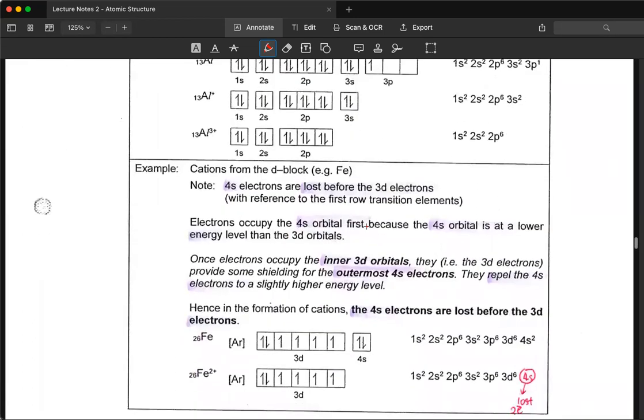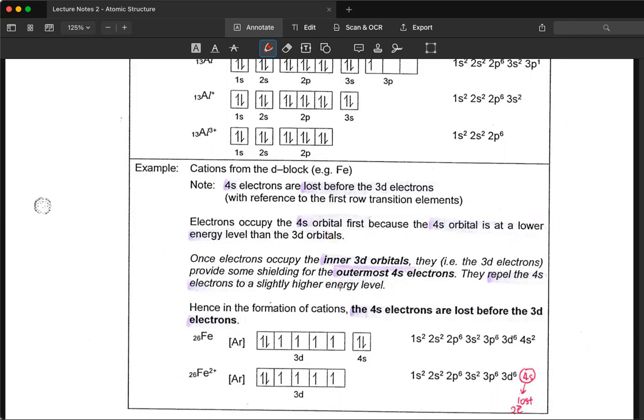All right. As for cations from the d block, for example iron, remember this. Although 4s electrons are filled first before 3d, when it comes to losing electrons, it will be the 4s that are lost first. Normally electrons will occupy the 4s first because the 4s orbital is of a lower energy level. But once electrons are occupying the inner 3d orbitals, they provide some shielding from the outermost 4s electrons.